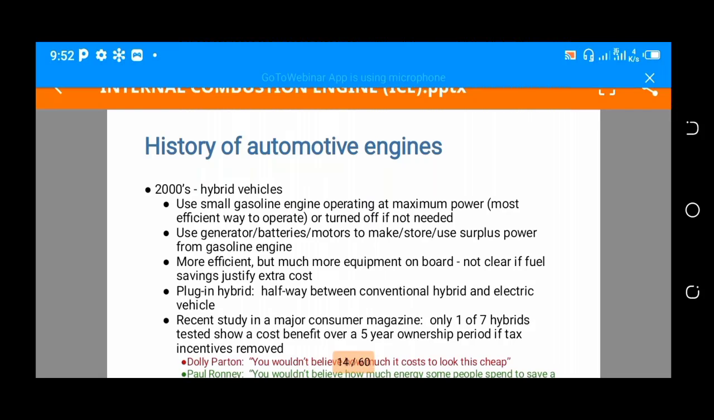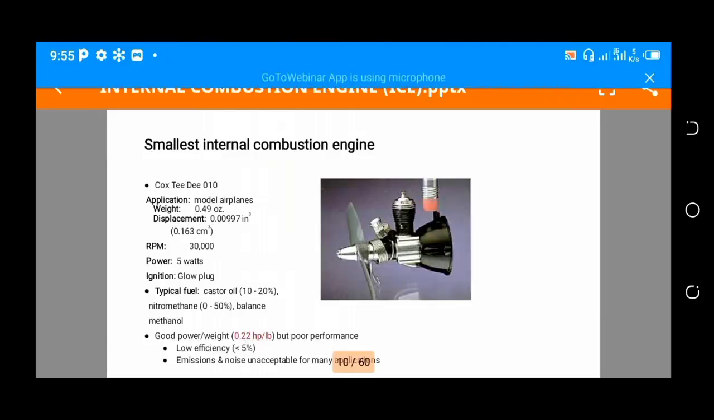Now, IC engines are also classified according to the nature of the thermodynamic cycles. The thermodynamic cycle simply means whether it's a two-stroke engine, a four-stroke engine, a diesel cycle engine, or a dual combustion cycle engine. IC engines are classified according to the nature of thermodynamic cycles. They have the Otto cycle engine, the diesel cycle engine, and then the dual combustion engine. This is how they are classified.